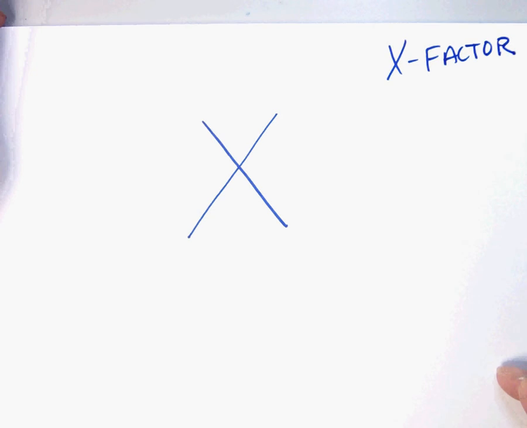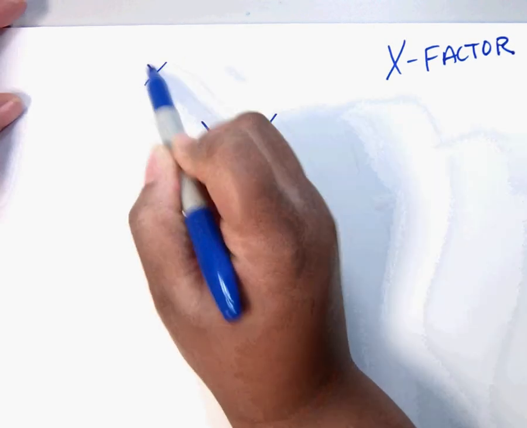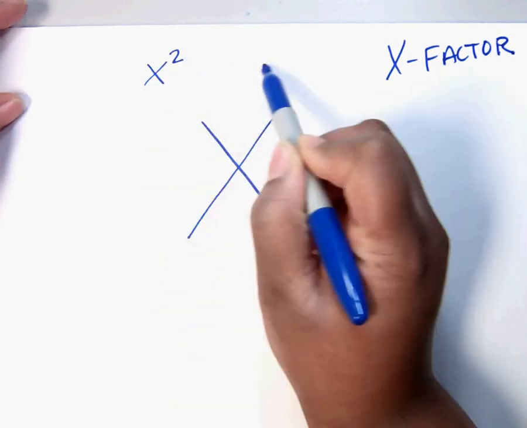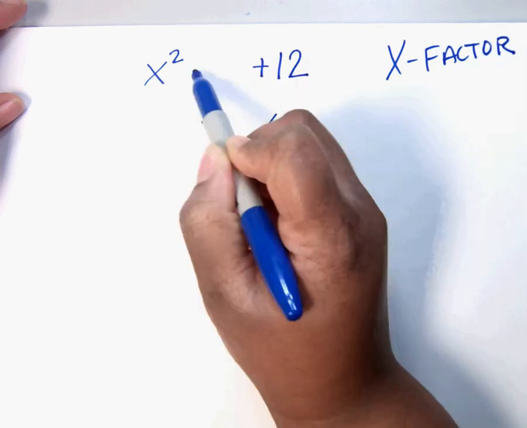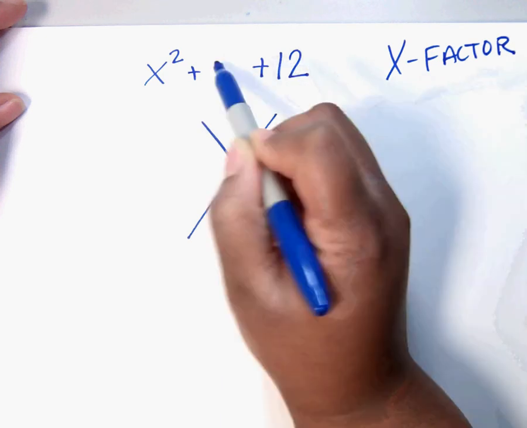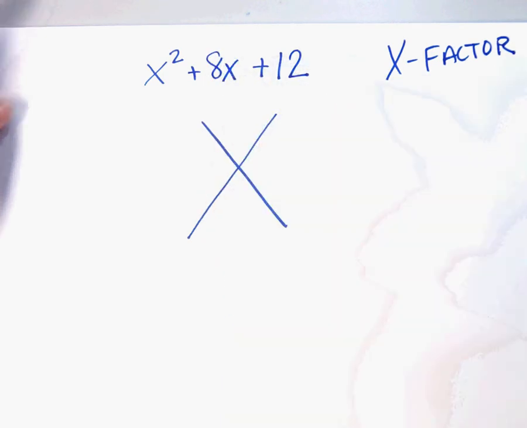So let's start off with a problem. We're going to start off with an easy one. X squared plus 8x plus 12. So write that on your whiteboards.